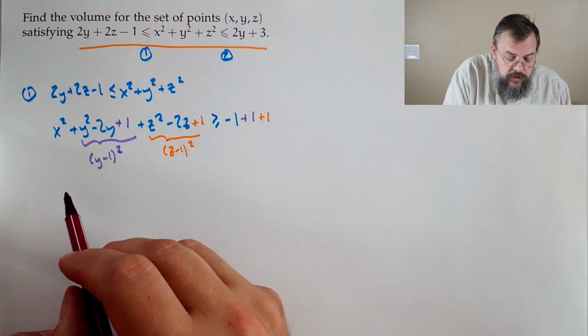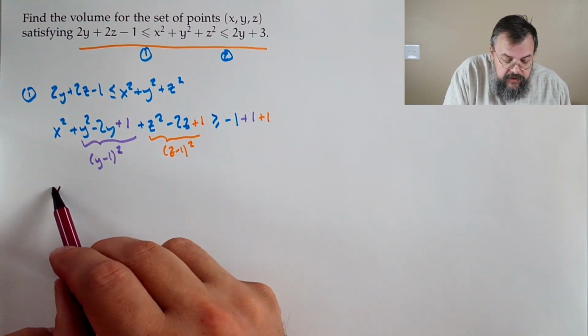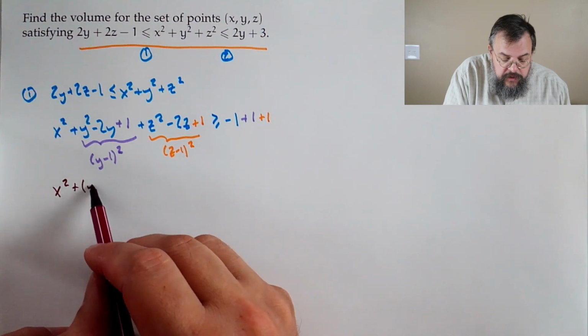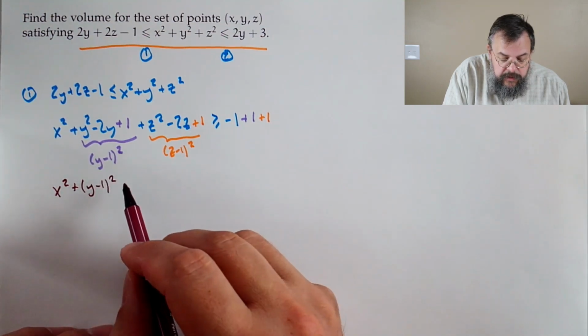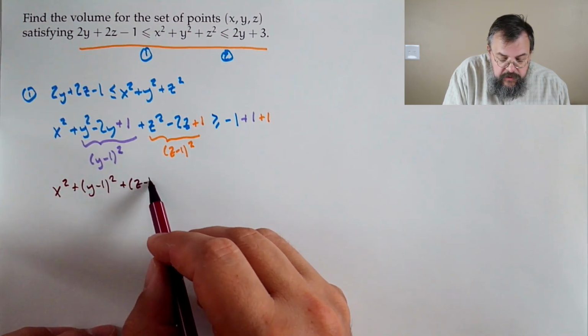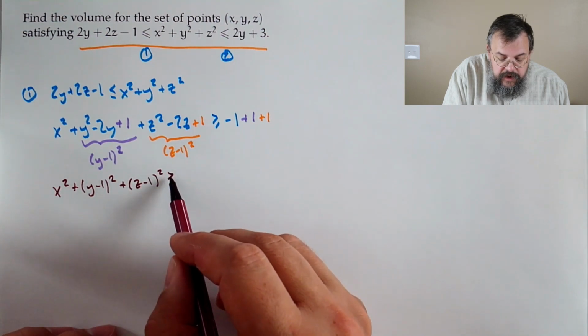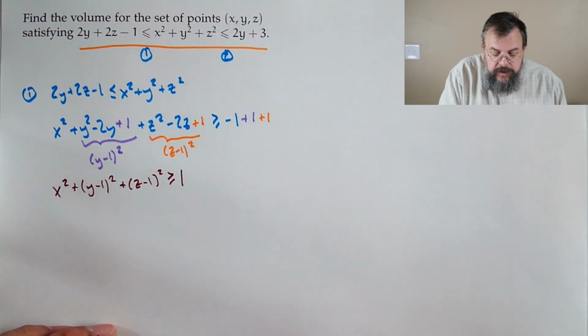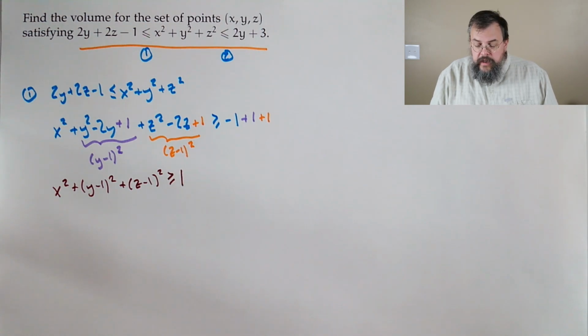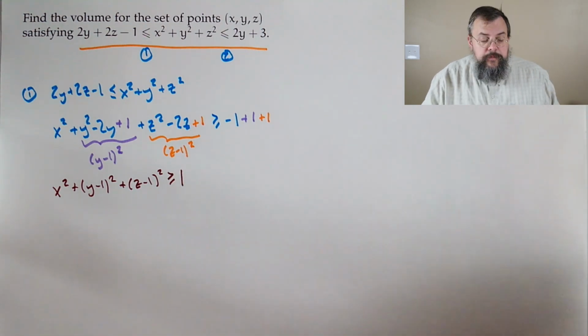So, what do we have? We have x squared plus (y minus 1) squared plus (z minus 1) squared has to be greater than or equal to 1. All right, let's see if we can sketch that.